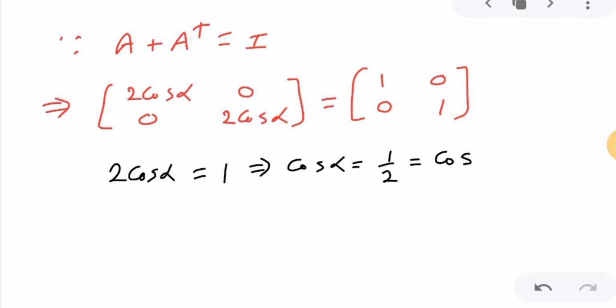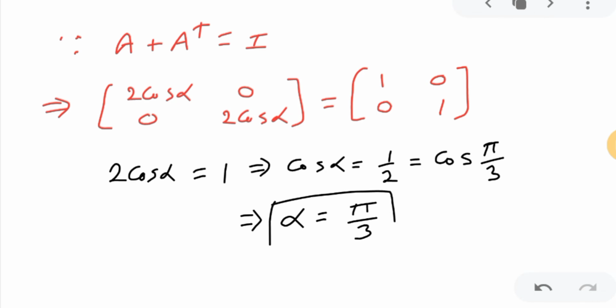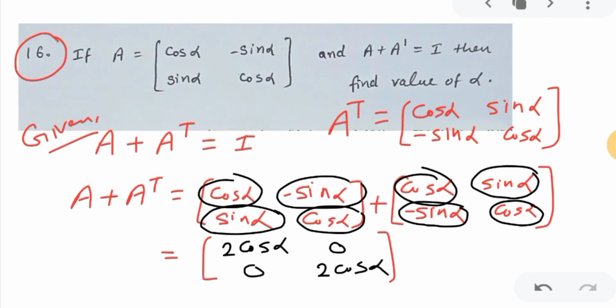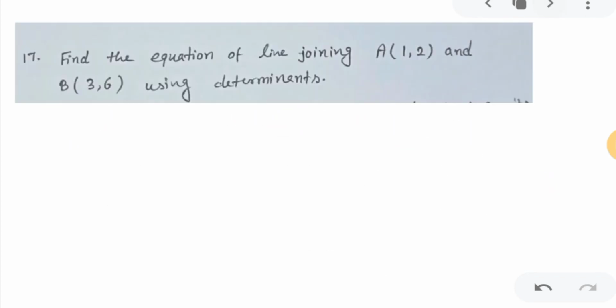So cos 60 degree means cos pi upon 3. 60 degrees is pi upon 3 radian, so I will write in radian. So alpha is equal to pi upon 3 radian. This will be our answer. I hope you understood the steps. Now we'll move to the next question.